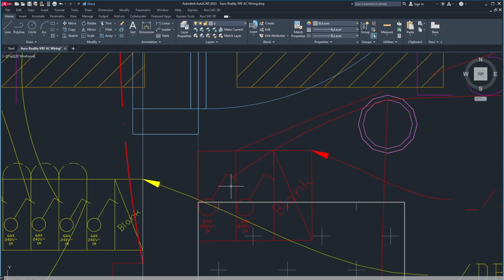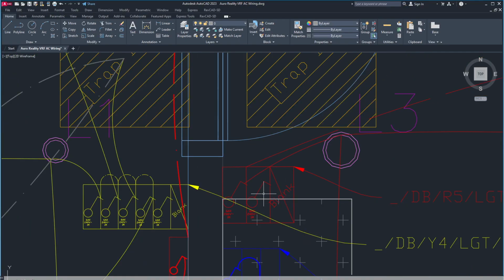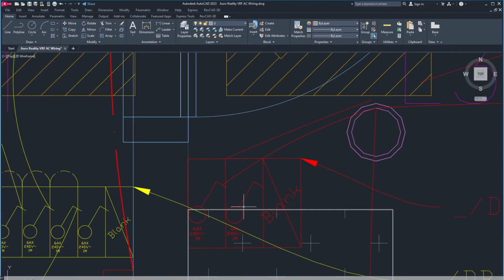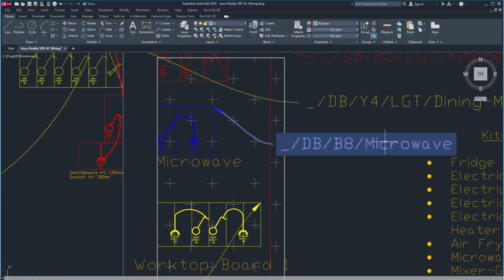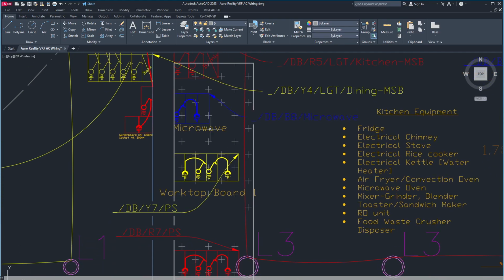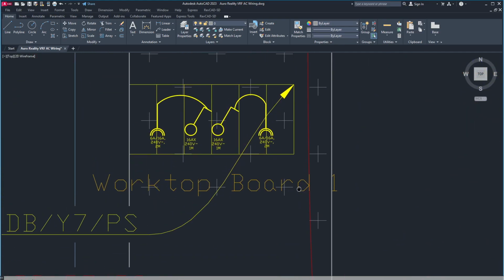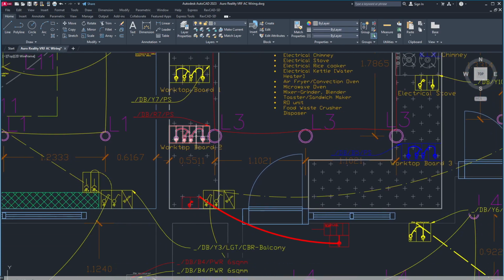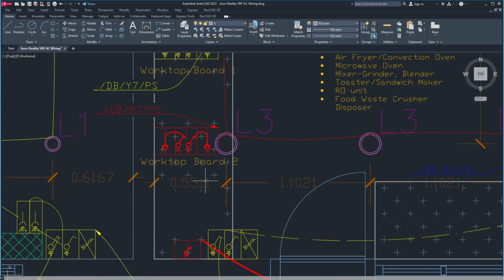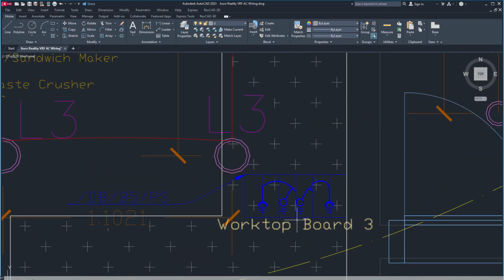So this is the main switchboard. 1 is controlling the switch, 2 is controlling nothing, 2 is spare, 3 is blank. Then here I have provided a point for the microwave. This is worktop board 1. There are 2 power sockets here, 16 amp sockets. These are 16 amp sockets. Then again coming here I have given 2 more. Then coming here I have given 2 more.